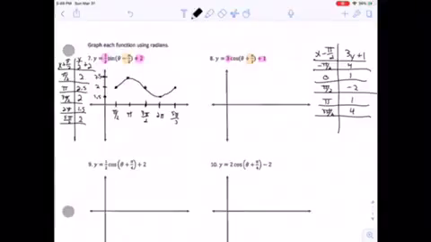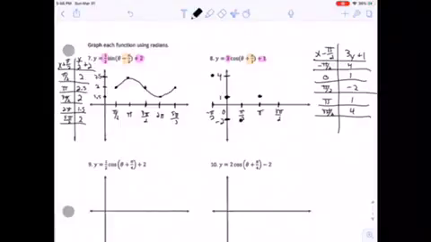So now, let's put them in there. We got negative pi over 2. We got 0. We've got pi over 2. We've got pi. And we've got 3 pi over 2. And we top out at 4. Bottom out at negative 2. And halfway is 1. So here we go. So plot your points. So we start at the top, go to the middle, to the bottom, to the middle, and to the top.